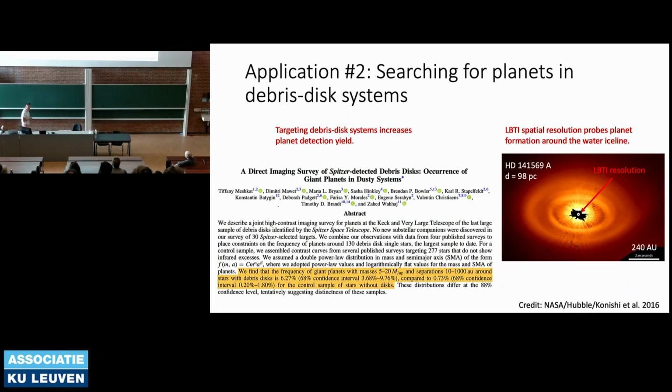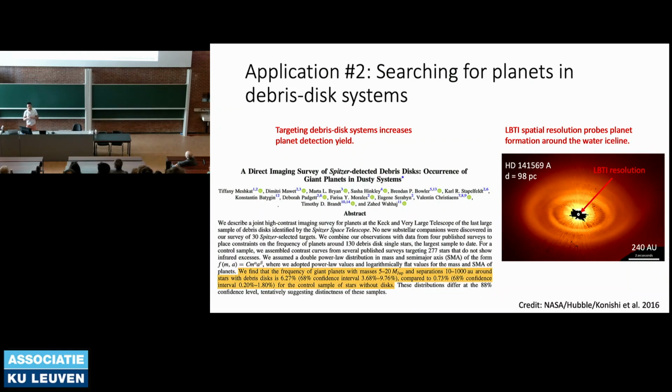And another application for this concept would be the search for planets in debris disk systems. Why are we trying to do that? This is because for the blind search, which is the strategy for SPHERE and GPI, the planet detection yield is usually 1 out of 100. You have to survey 100 stars in order to detect one gas giant.